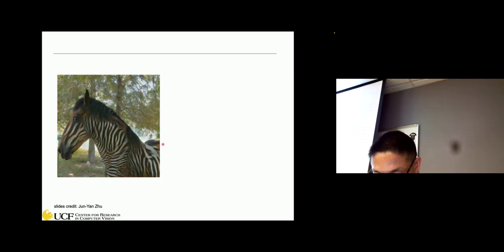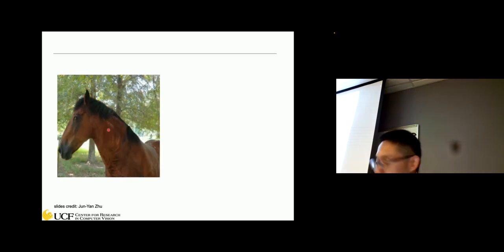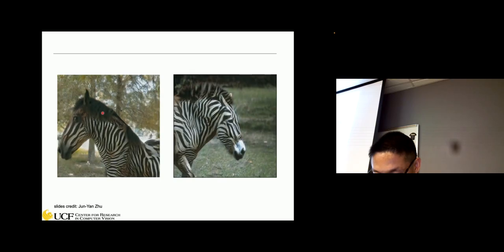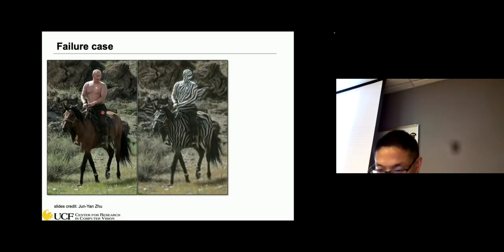And this is the example from horse to zebra. Although, as humans, we can see that this is definitely a fake image, and it does not completely follow the characteristics of the zebra, it shows how the model can translate the shape and style from the horse to the zebra. This is another example. And of course, we will have some failure cases, where a lot of the background has been changed to zebra style.